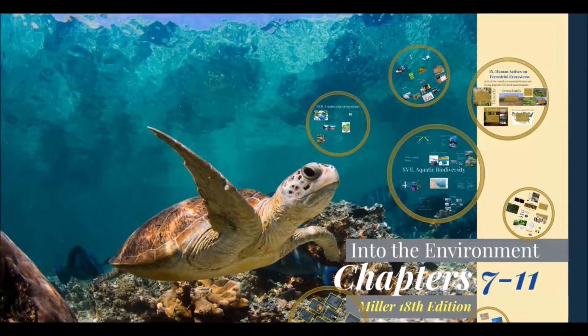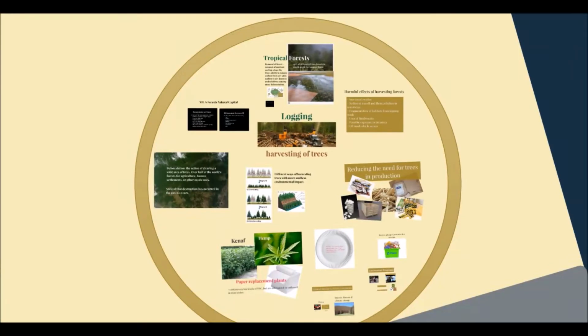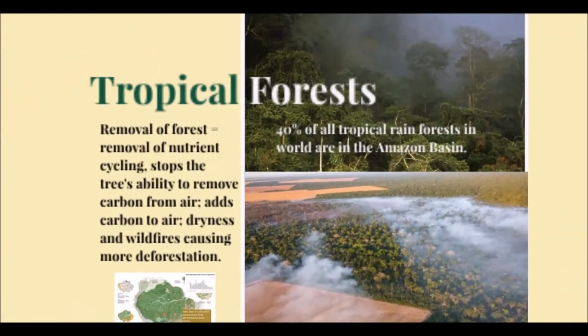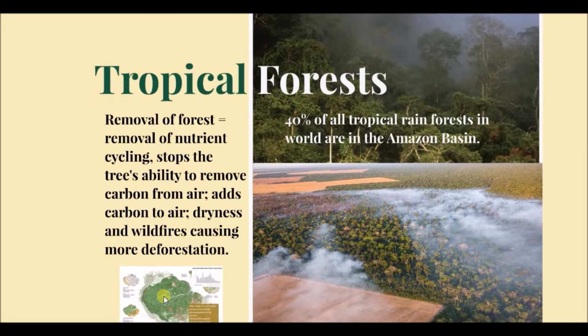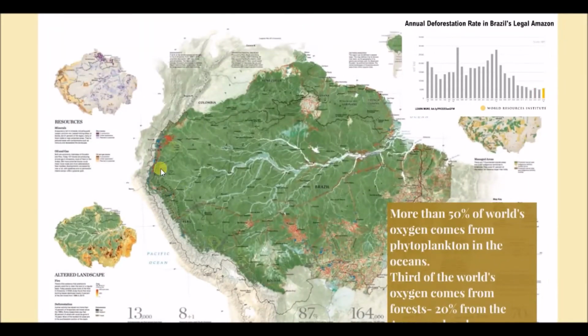Alright, we're going to ignore that act because we actually need to know a lot of the laws that we had to know last time. Alright, so tropical rainforest. 40% of all the tropical rainforests in the world are in the Amazon basin. So that part of, let me zoom into this map real quick, really this part of South America.